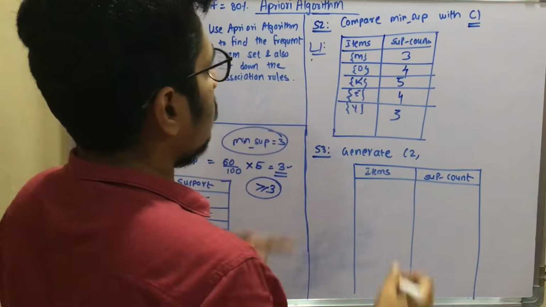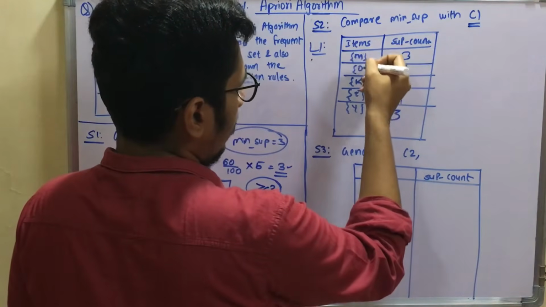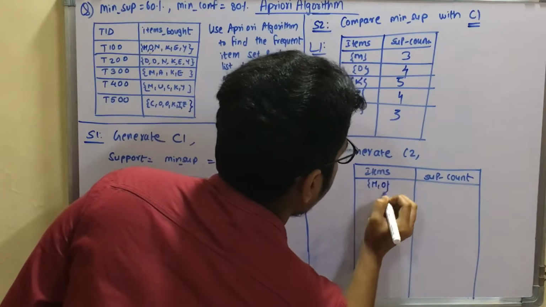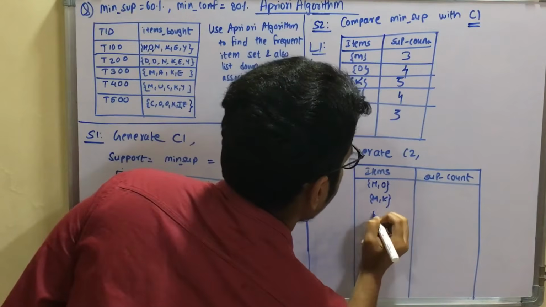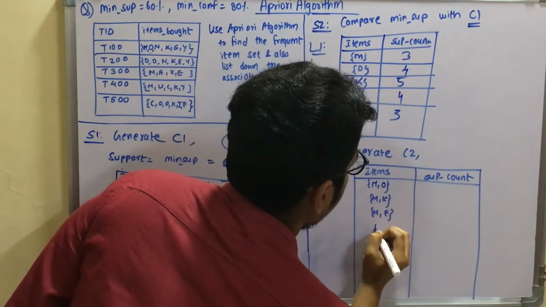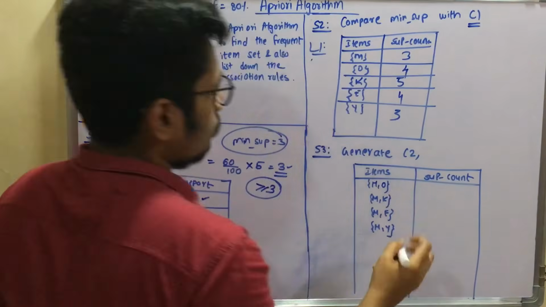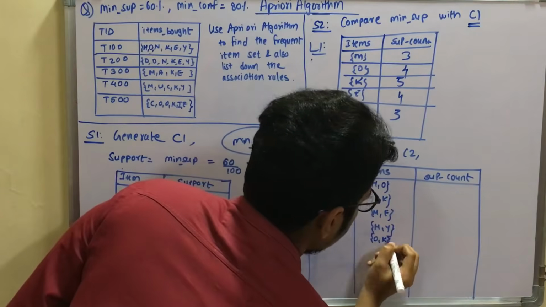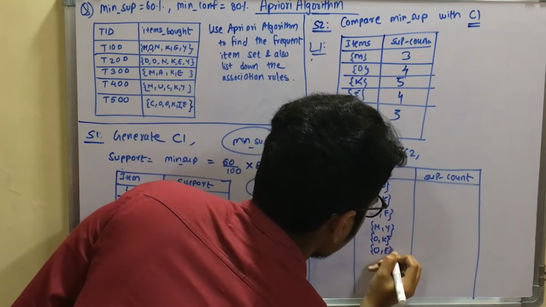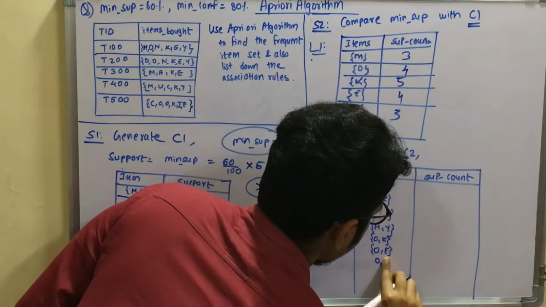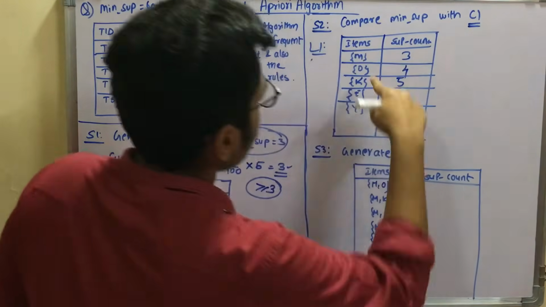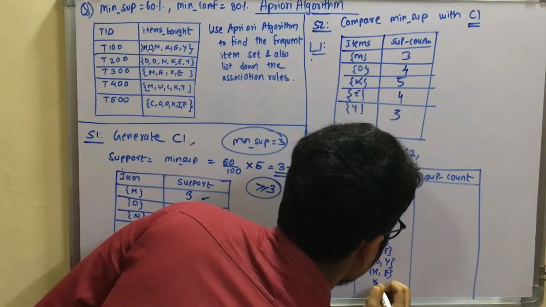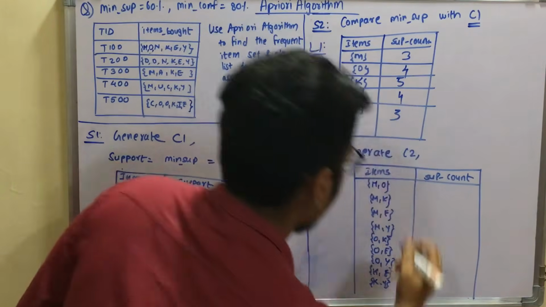It's very easy. You just have to write MO, then MK, ME and MY. Once this is done, then OK, OE and OY. We just create them one by one: OE and OY, and then KE, KY, and then finally we have EY.